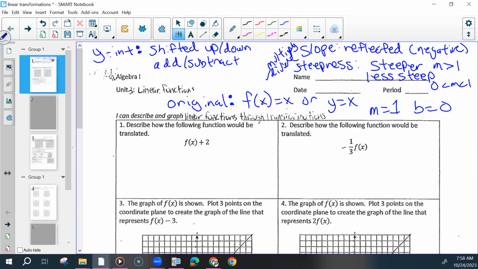Okay. So for number 1, we have some f of x plus 2. If we're thinking about this original and we're adding 2, that's something that changes the y-intercept. The slope is not changing at all. It's still 1. It's still the original. So in this case, we would write that the slope didn't change, or stayed the same.